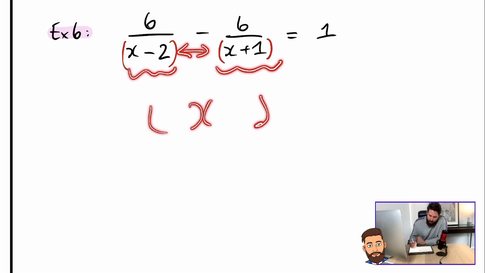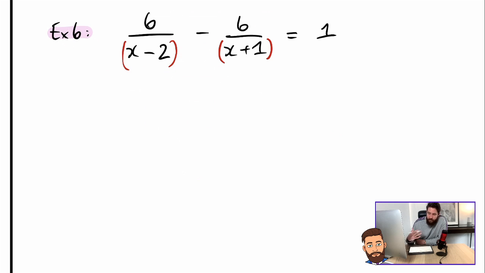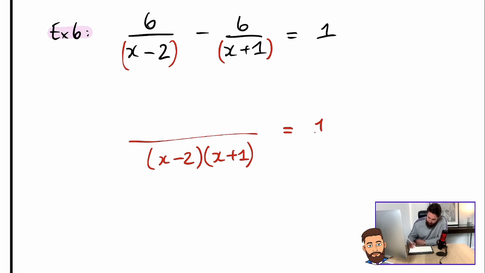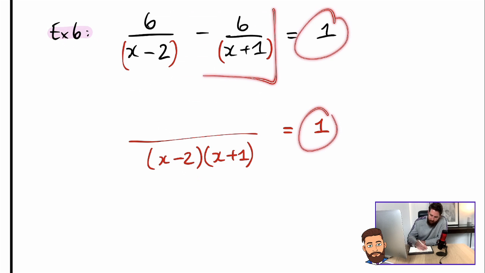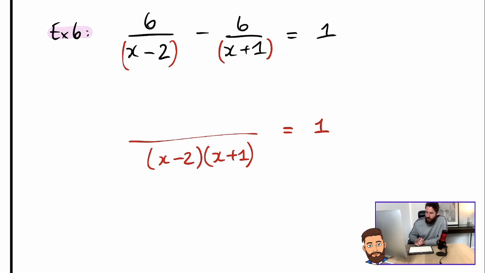If you haven't seen last lesson, you might want to go and watch it after this, but we are going to multiply the denominators together, and that will give me a common denominator of x minus 2 and x plus 1. And again, this all equals 1. We're not doing anything to this 1 yet. We're just focusing on this sum here.